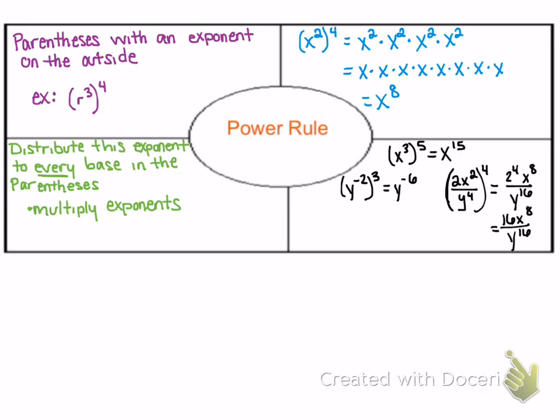Now let's take a look at this more complicated example that not only has the product rule, the power rule, but also a quotient. So we'll distribute that 4 to not only the 2, but also to the x squared and to the y to the 4th, both in the numerator and in the denominator.